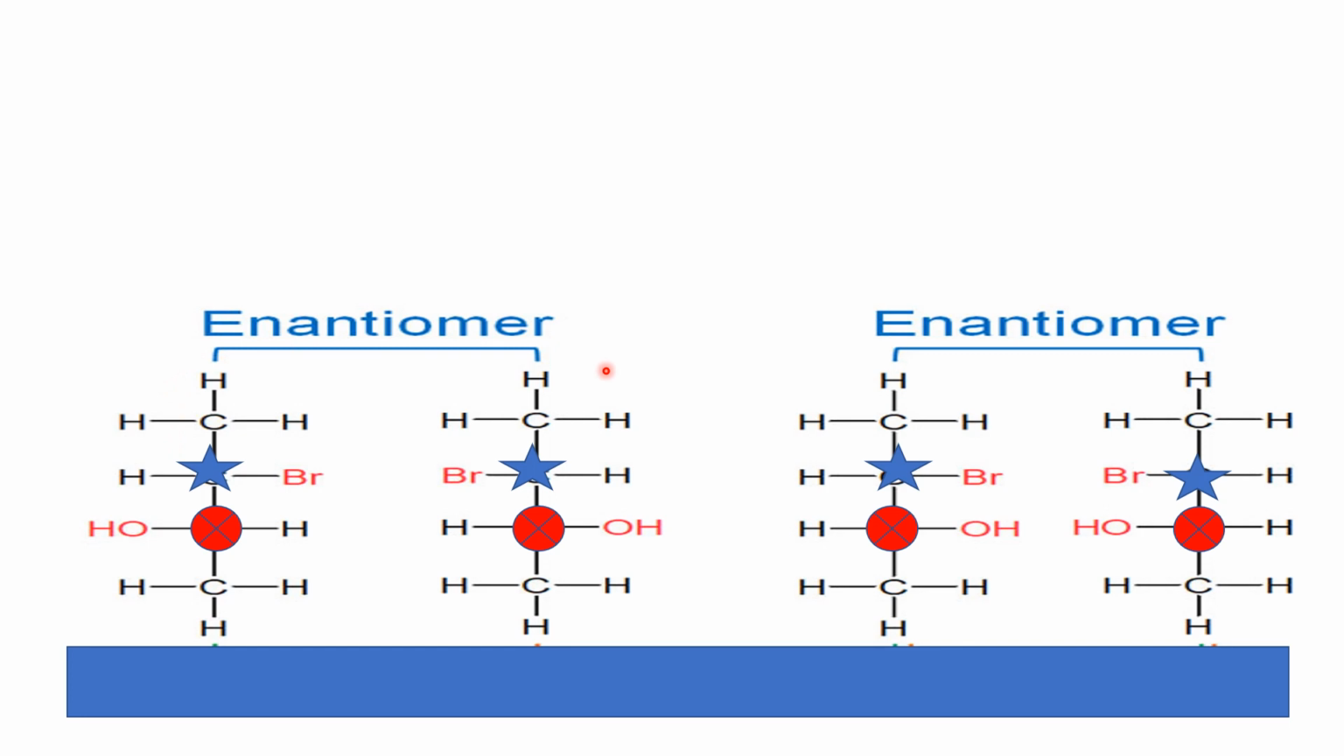When I consider these first 2 examples, I could say they are enantiomers. Why are they enantiomers? Because these 2 compounds are object and mirror image. They are non-superimposable object and mirror image. Hence, these first 2 compounds are enantiomers.